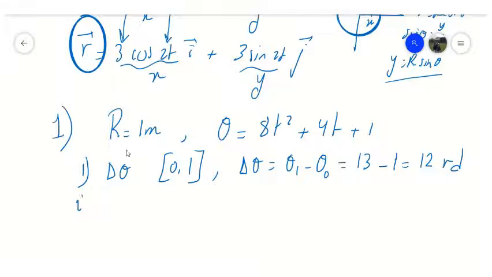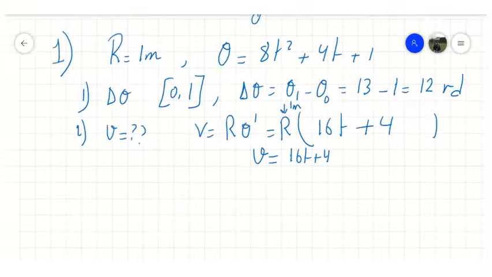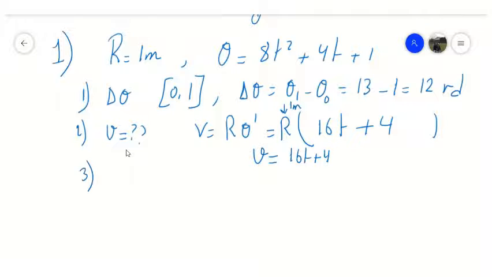Okay. Part 2, we want to determine v, the linear speed. v will be r theta prime. We take the derivative of theta and obtain 16t plus 4. At any time the speed will be, r we substitute as 1 meter, we get 16t plus 4. This is v.